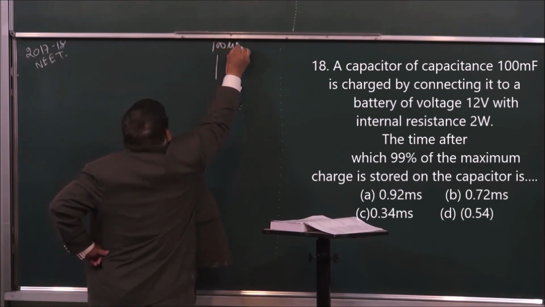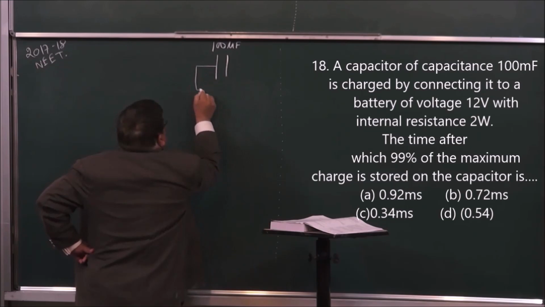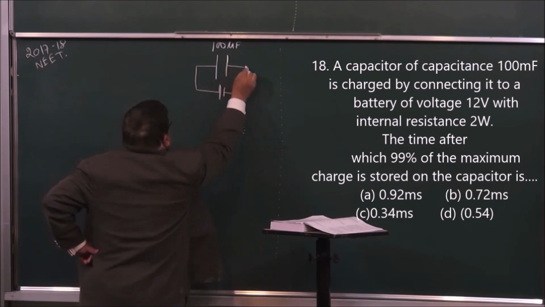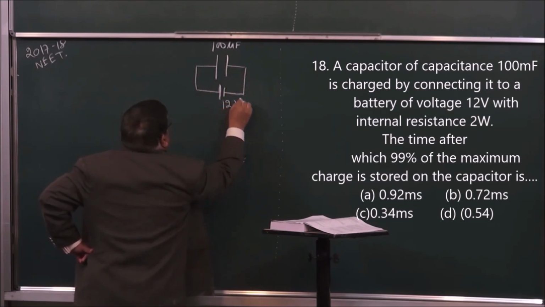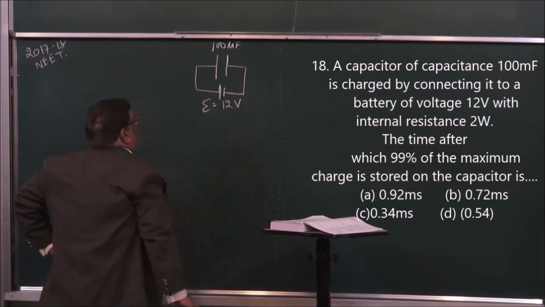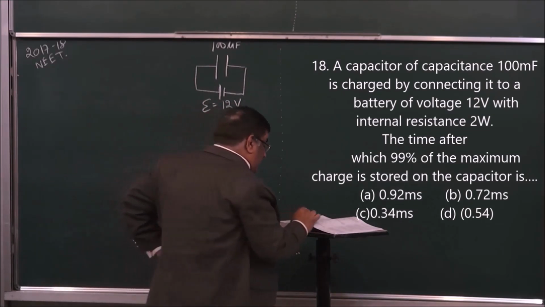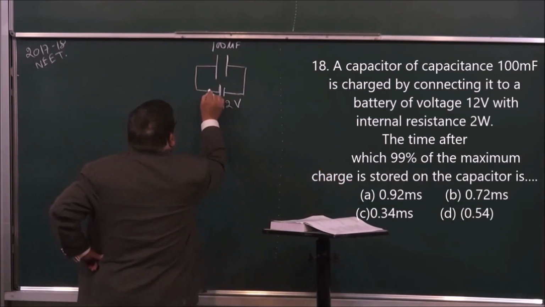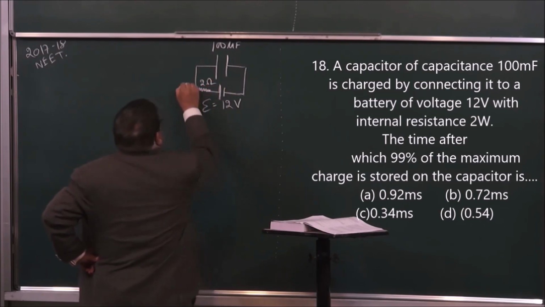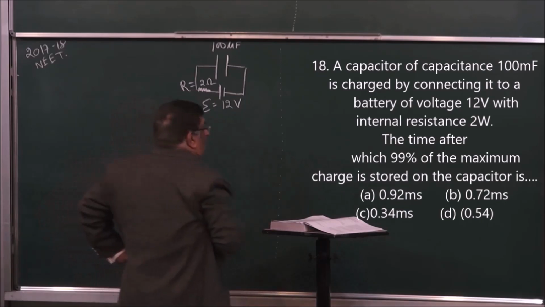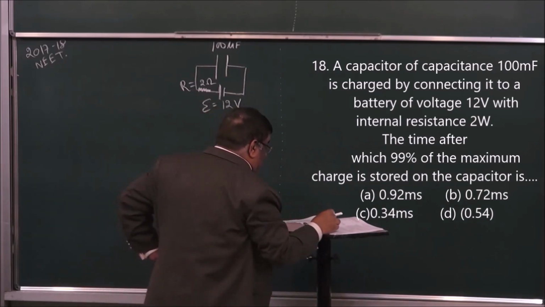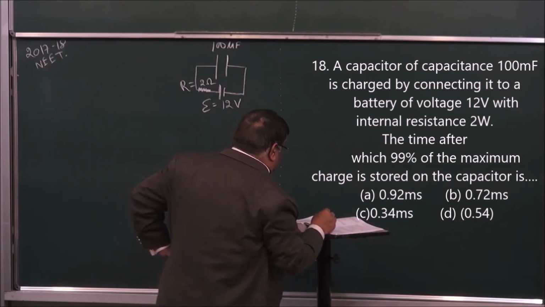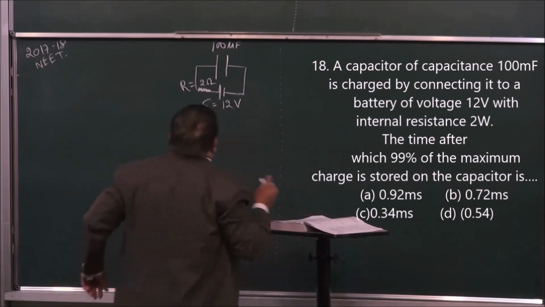100 microfarad. This is connected with a battery of 12 volt, with internal resistance of 2 ohm. This is R. After that, the time after which 99% of the maximum charge is stored on the capacitor.